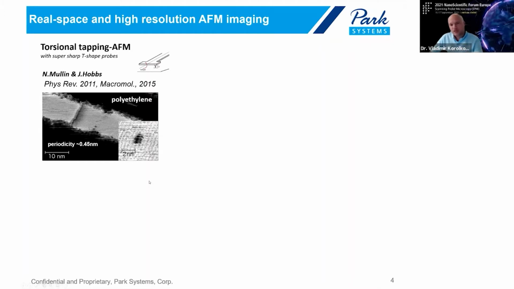So that was torsional tapping, where Nick Muller and Jamie Hobbs introduced the use of T-shaped cantilevers, and by exciting their torsional mode, they can probe the molecular structure, in this instance polyethylene. And these were the first images where not only they can see single molecules, but they could observe molecular defects with just an AFM probe. So that was quite a breakthrough in AFM imaging.